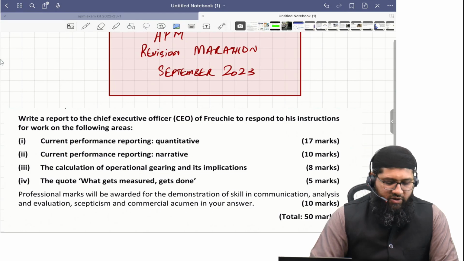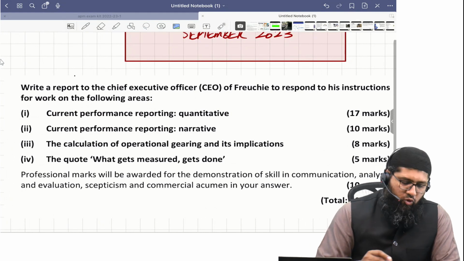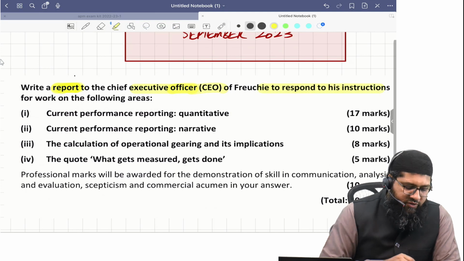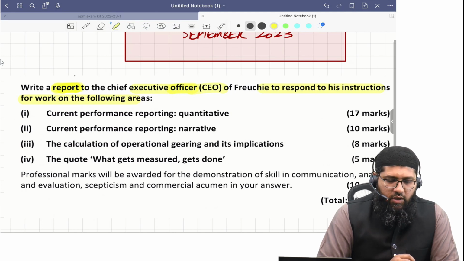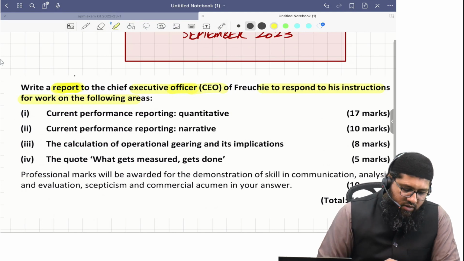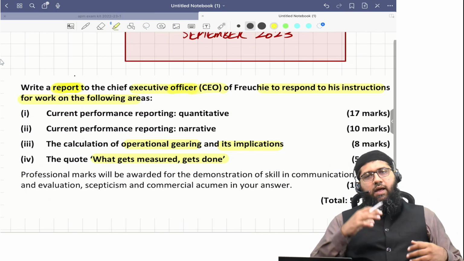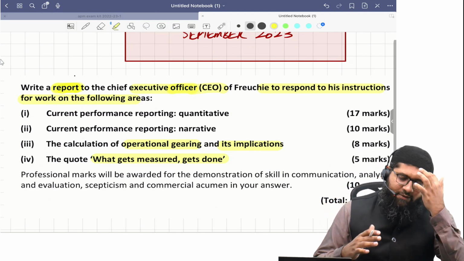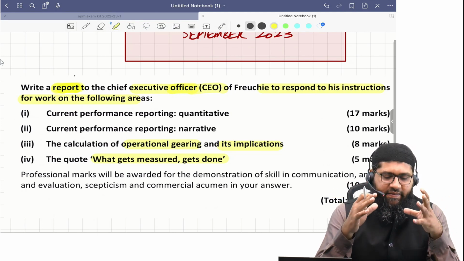This is one of the examination questions, and you could see the examiner says write a report. Write a report to the Chief Executive Officer of Frushi to respond to his instruction for work on the following areas: current performance reporting quantitative, current performance reporting narrative, the calculation of operational gearing and its implications, the quote, what gets measured gets done. I'm not going through the whole question, just the requirements, to help you understand how a specific requirement needs to be answered in the given scenario.